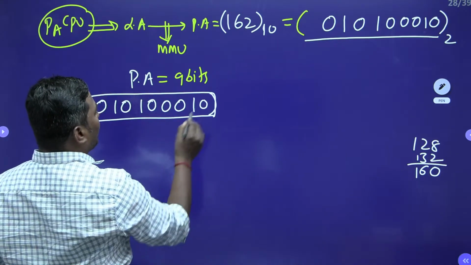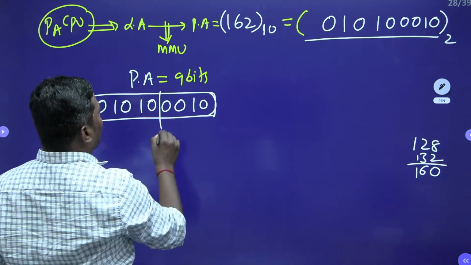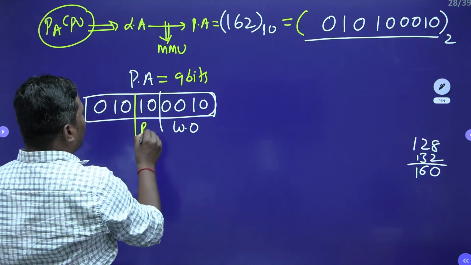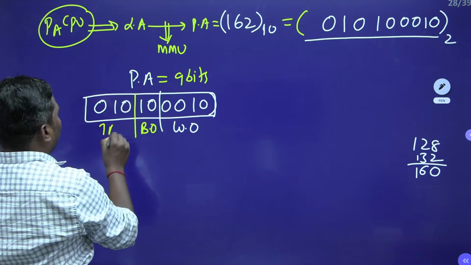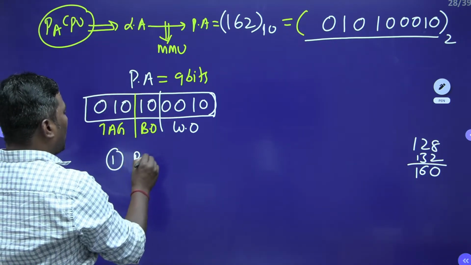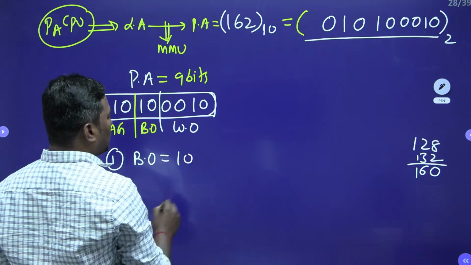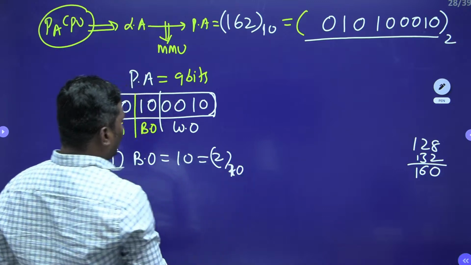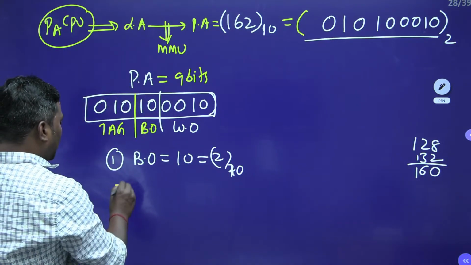Word offset requires 4 bits: 1, 2, 3, 4 bits. This is the word offset. Block offset requires 2 bits. The remaining bits are the tag. What is step number 1? Take the block offset. What is the block offset value? It is given as 1 0, which is nothing but block number 2. So in decimal, block number 2.